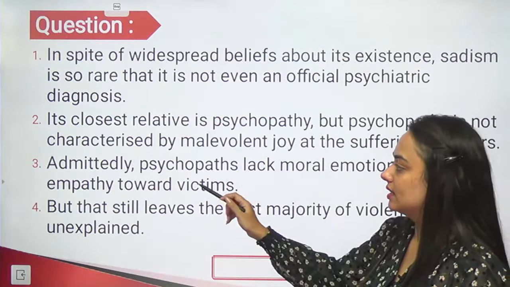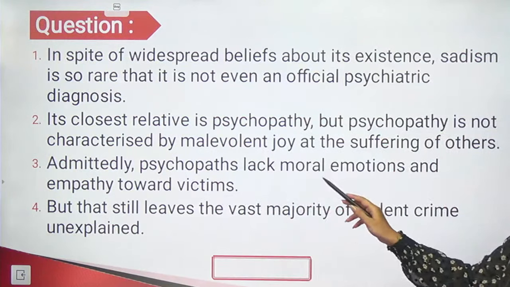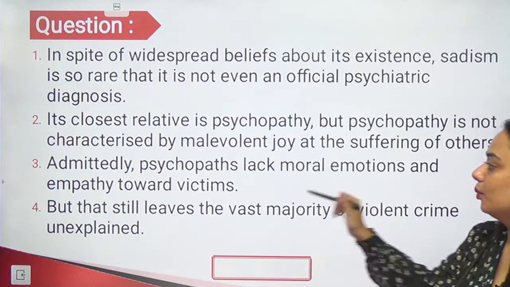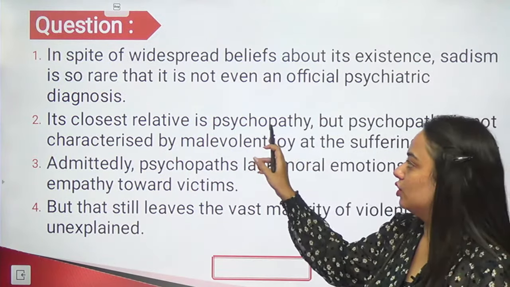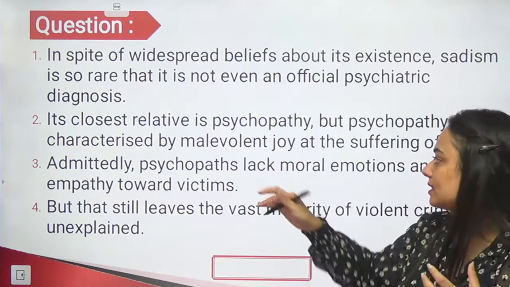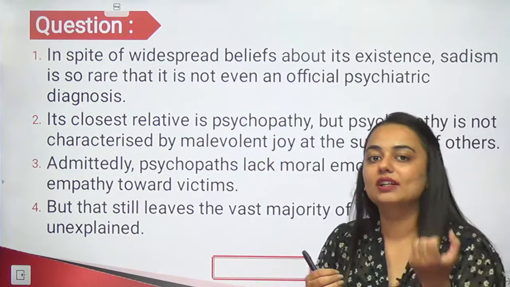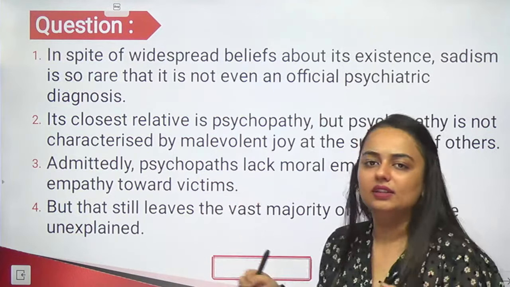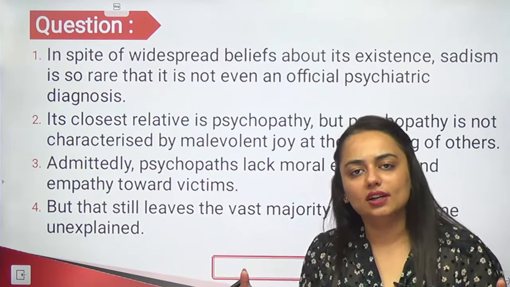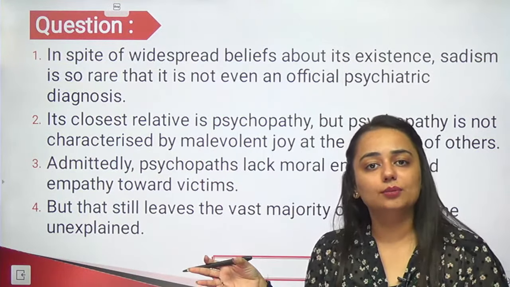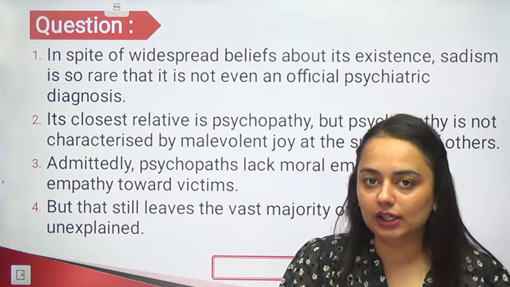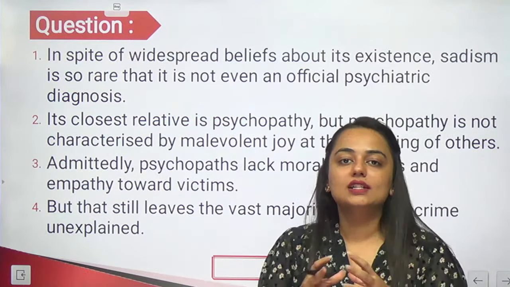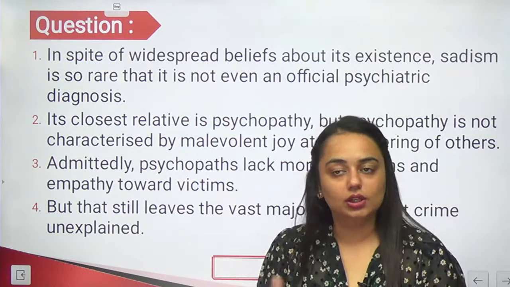If we look at the third sentence, admittedly, psychopaths lack moral emotions and empathy towards victims. So psychopaths, they don't derive malevolent joy. What do they do instead? It's simply that psychopaths are least interested in society, in the people around them. So neither do they think of ill will, nor do they think of the well-being of other people. So they are simply, let's say, asocial.